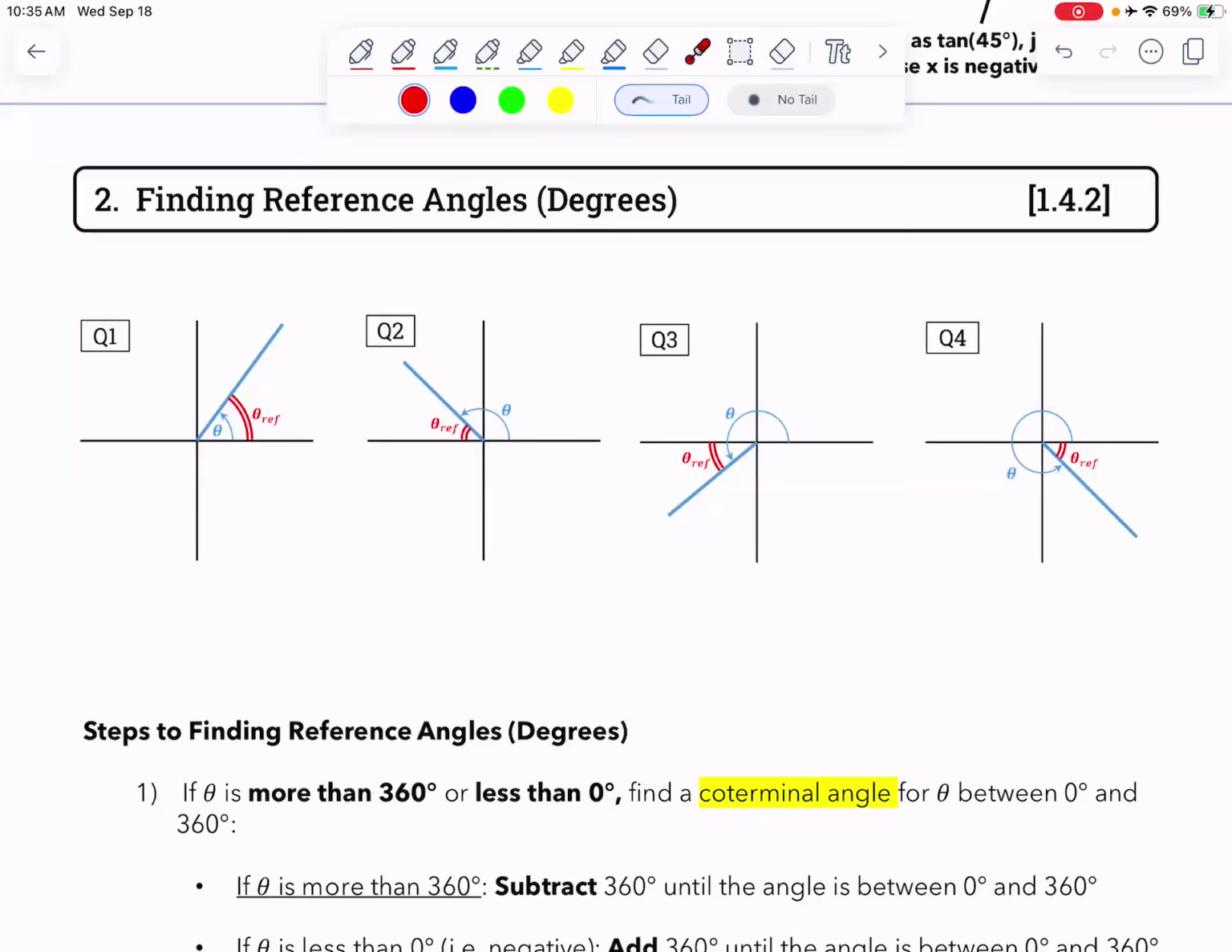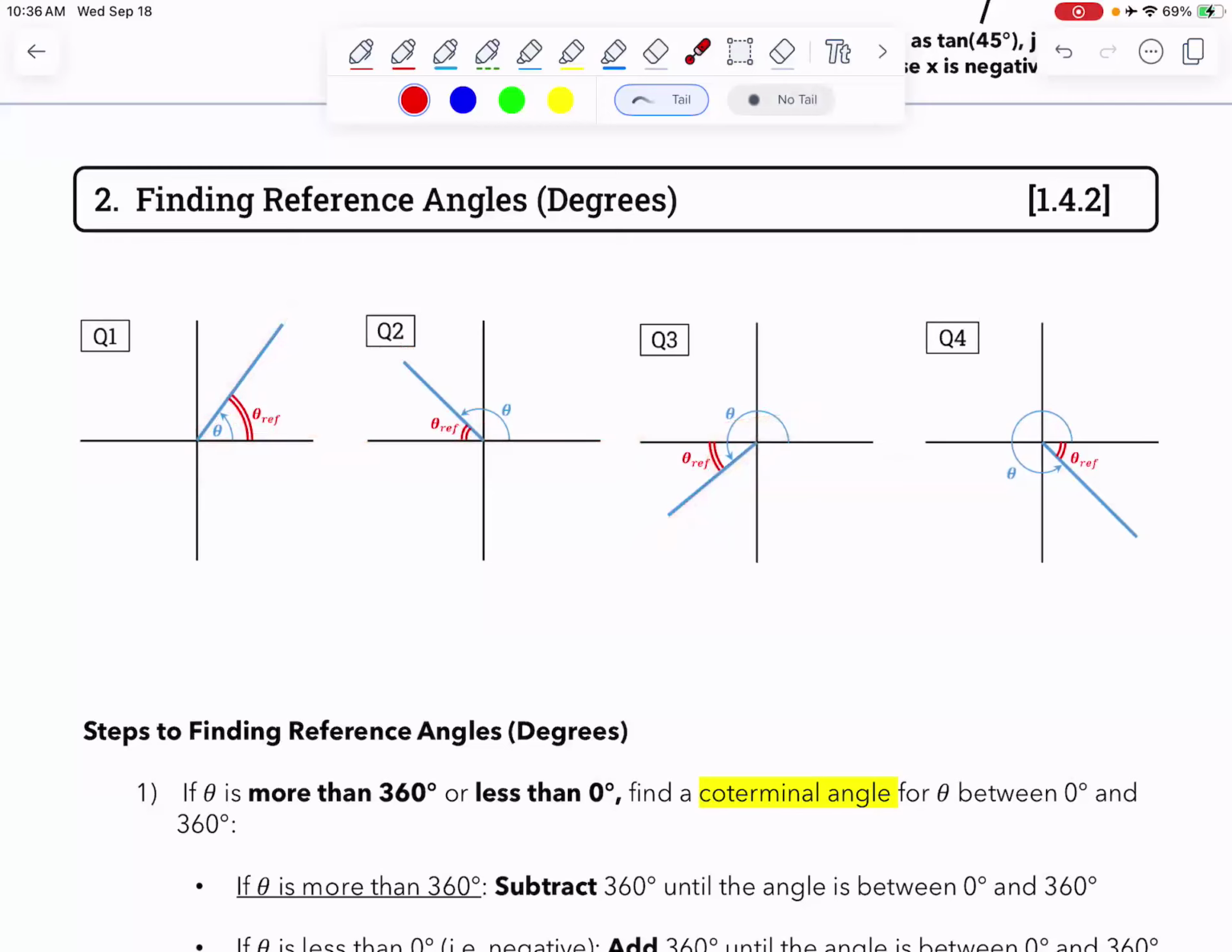I'm doing reference angles in degrees. All right, so in the previous video, we talked about what a reference angle is, and we said that it is the acute angle that is made with the terminal side of an angle and the x-axis. So terminal side of an angle, this is the x-axis, the terminal side is here in quadrant 3, boom, there's the acute angle that you can make.